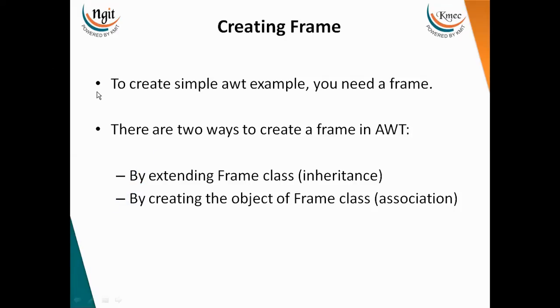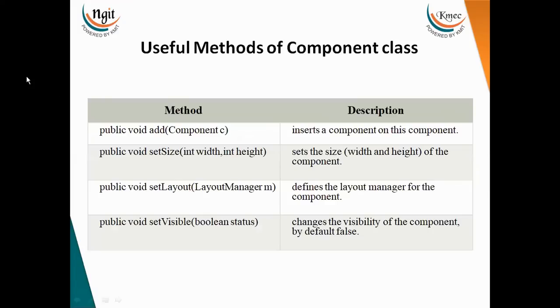Now we will understand, sir, what are the most important methods used in AWT. Beta, these are the most useful methods of the component class. Sir, I have a component. Let's say I have created a button, a label, or a text field, and I want to add these components to my panel. Then we should use the add method, right? The add method is used to add these components to a frame, or another container, or maybe a panel, right?